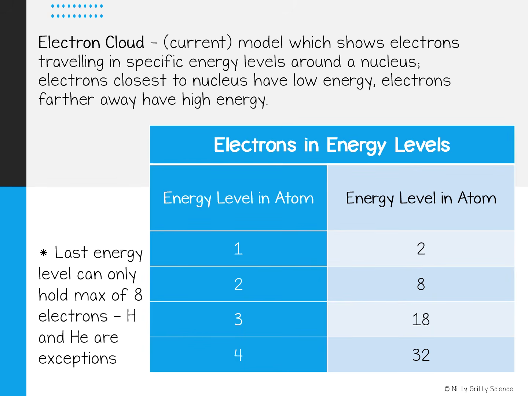But while the outer energy level can hold a maximum of 8, this does not include hydrogen and helium, which can only hold a maximum of 2 electrons. That is because they only have one energy level, that first one. So you notice it can only hold a maximum of 2.